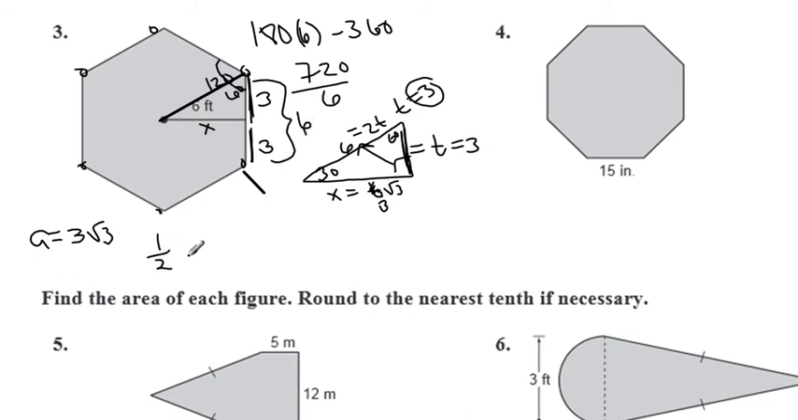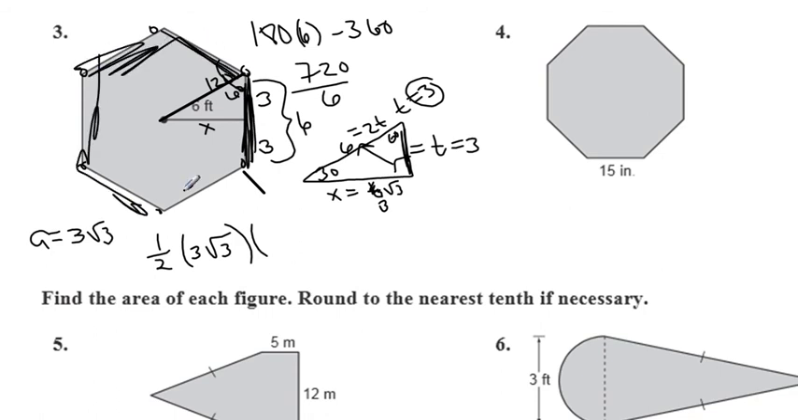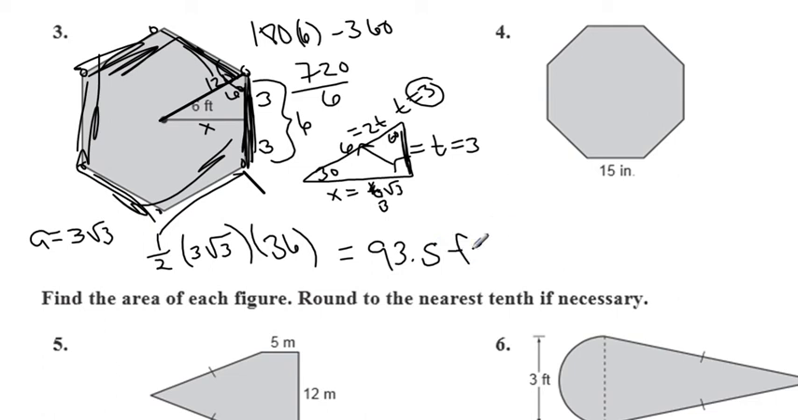So the area is 1/2 the apothem, which is 3 square root of 3, times the perimeter of the polygon. The perimeter is adding up all the sides, or 6 sixes. 6 plus 6 plus 6 plus 6 plus 6 plus 6, which is a total of 36. So the area is 1/2 of 3 square root of 3 times 36, which gives us a total of 93.5 square feet.